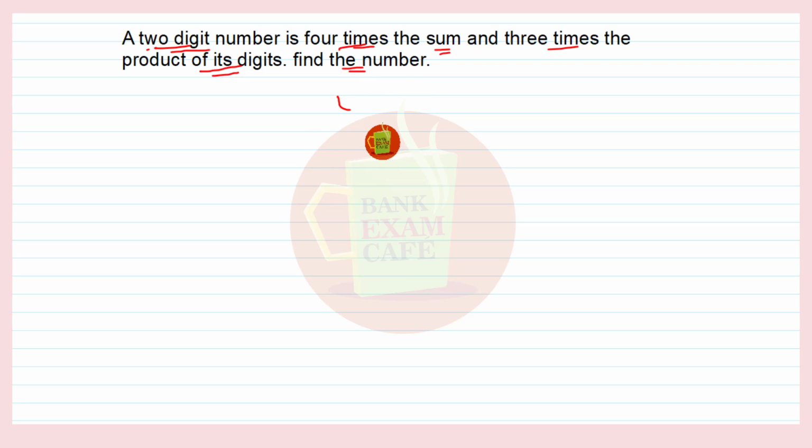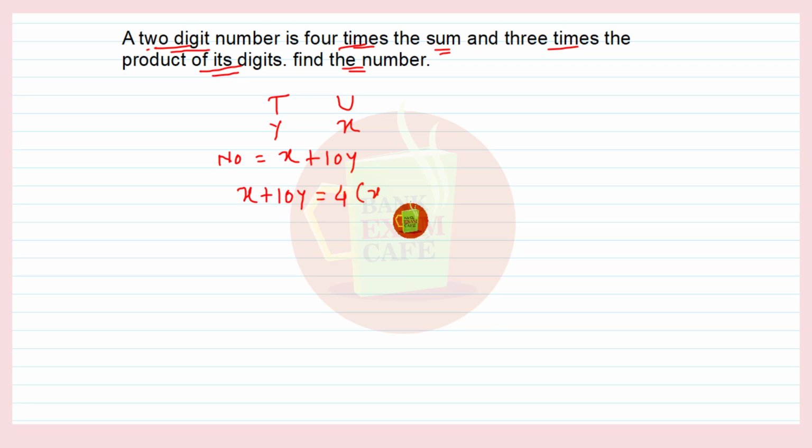So first we will assume that let the units place digit be x and the tens place digit be y. And since the units place digit is x and the tens place digit is y, then the number will be equal to x plus 10y. So that number is x plus 10y, and this number is what? 4 times the sum of its digits. So we can say that x plus 10y is equal to 4 times the sum of the digits, that is x plus y.